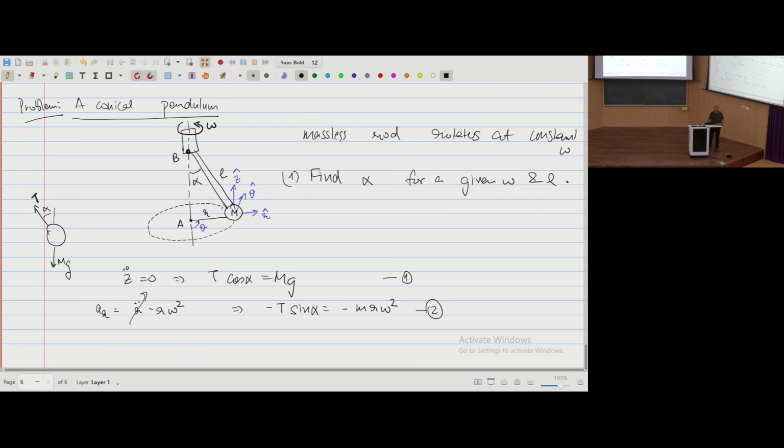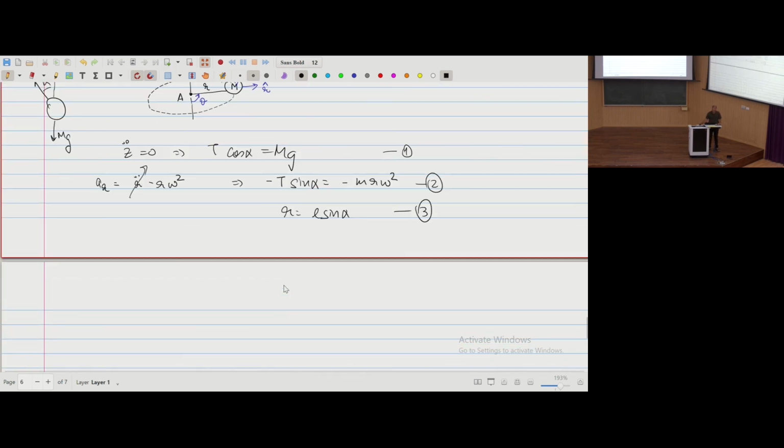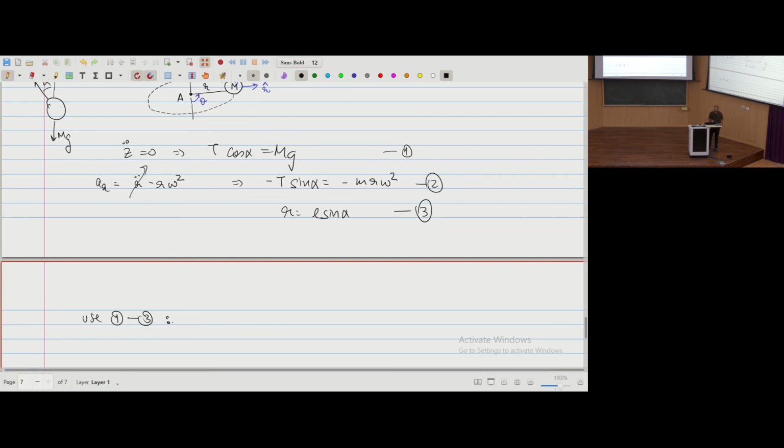and there is also a relationship between r and L. L sin alpha is r. If I use 1, 2 and 3, that simply gives me g upon cos alpha equals omega squared L. That is the equation we get.